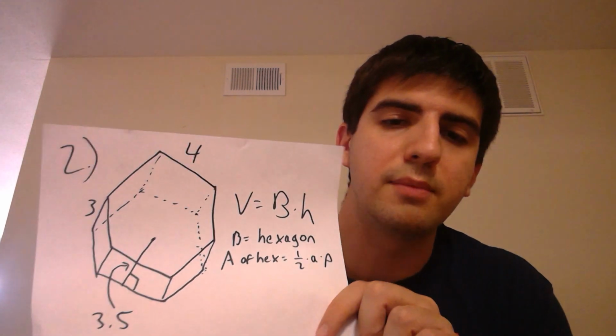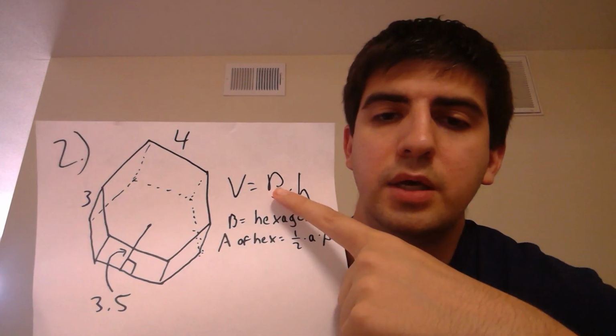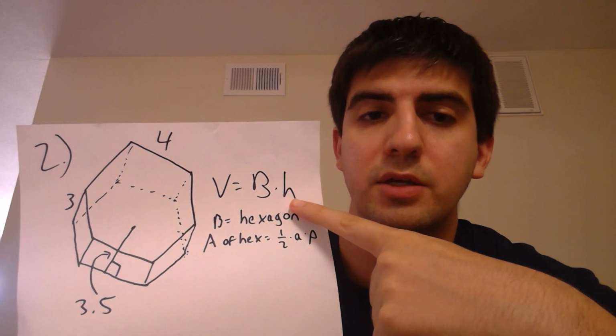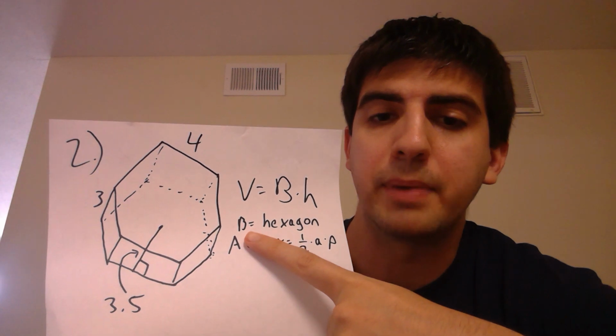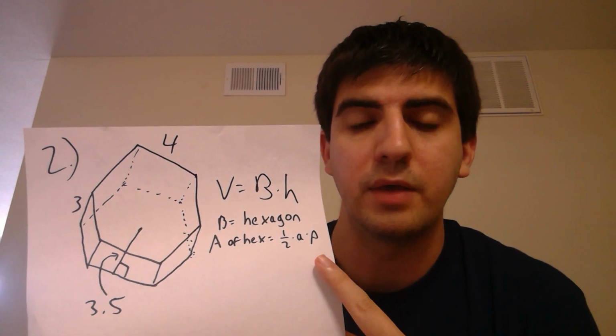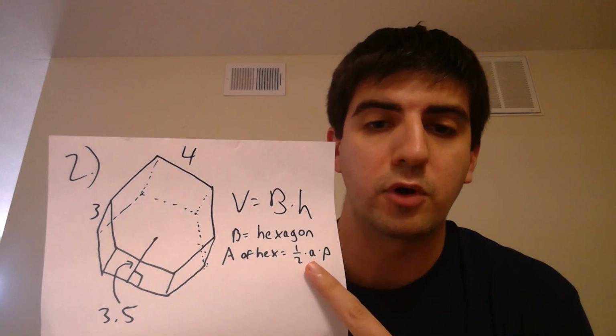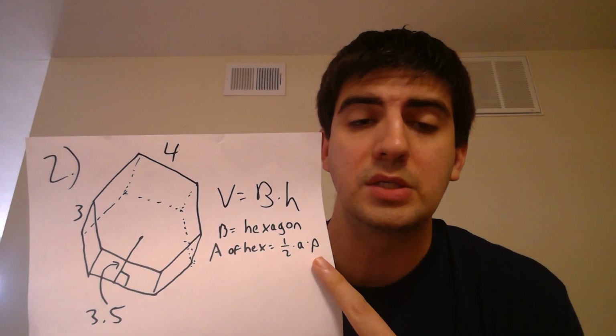So this is the way I do these problems. Some teachers do them differently, and that's fine. Again, the volume of the shape is the area of the base times the height of the shape. In this case, the base is a hexagon, and the area of a hexagon is 1/2 AP. That formula should be familiar to you. We did it in the last couple of videos I posted. Recall, A is the apothem, P is the perimeter.